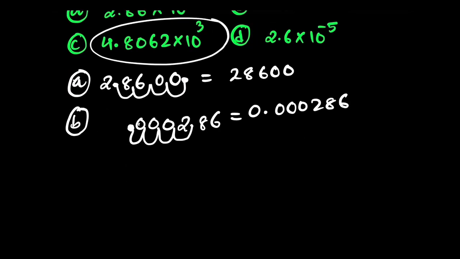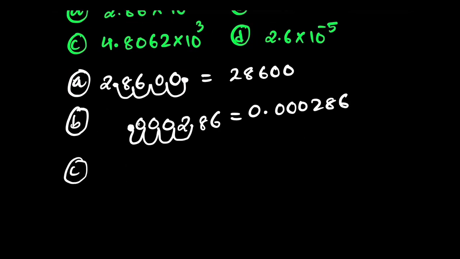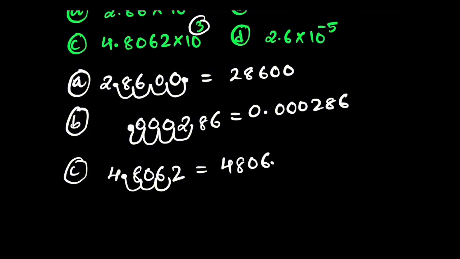Let's convert this one to standard notation. First write the multiplier down, 4.8062. Since the power of 10 is positive 3, we'll move this decimal point 3 places to the right. 1, 2, 3, which becomes 4806.2.